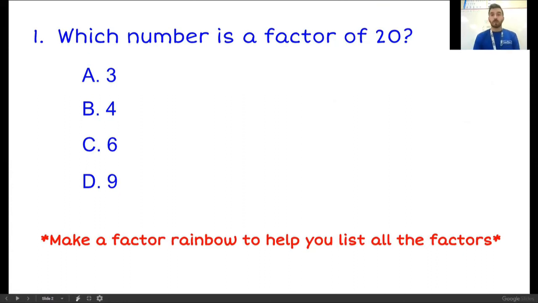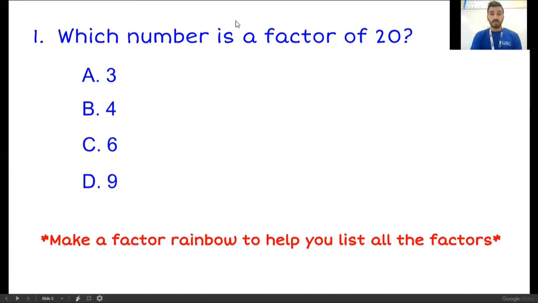So number one says, which number is a factor of 20? We're getting to the point where we've seen this so many times that we should instantly know how we're going to start. You should know how I'm going to start. So again, once I've read it, pause it, and then come back so you can see me go over it.